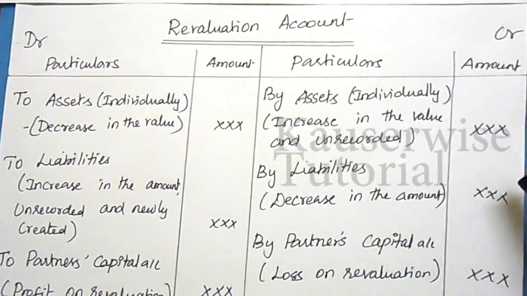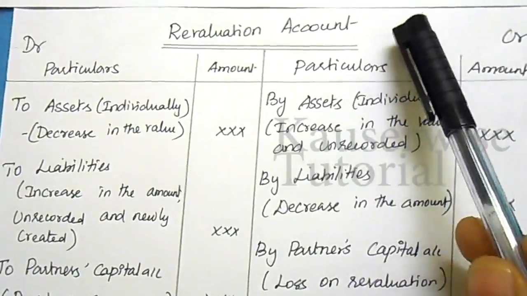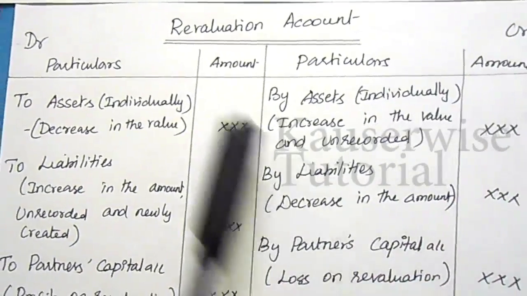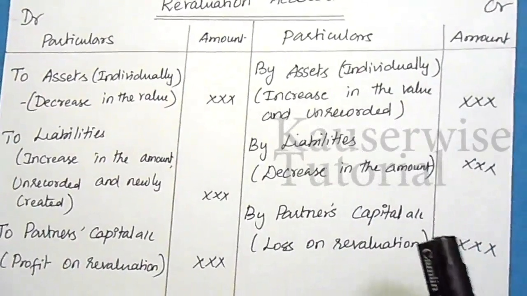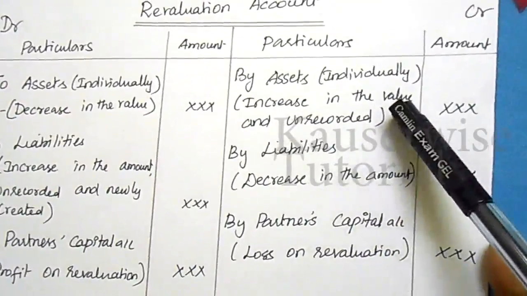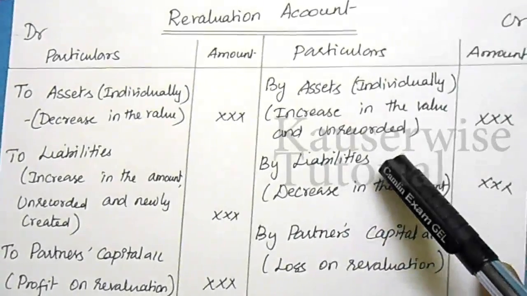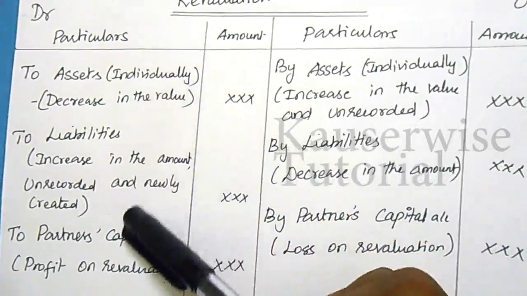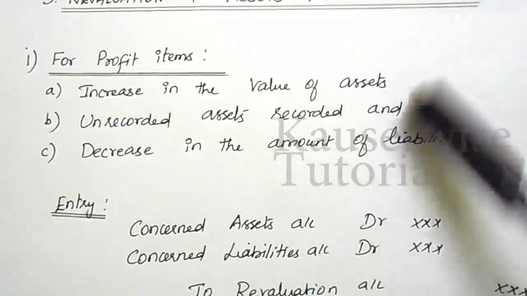After making the journal entry, the next step is to prepare the revaluation account. Look at the format: revaluation account, debit side, credit side. All the profit items will be recorded under the credit side of the revaluation account, and all the loss items will be recorded under the debit side. Let us see the entries. Look at the profit items.